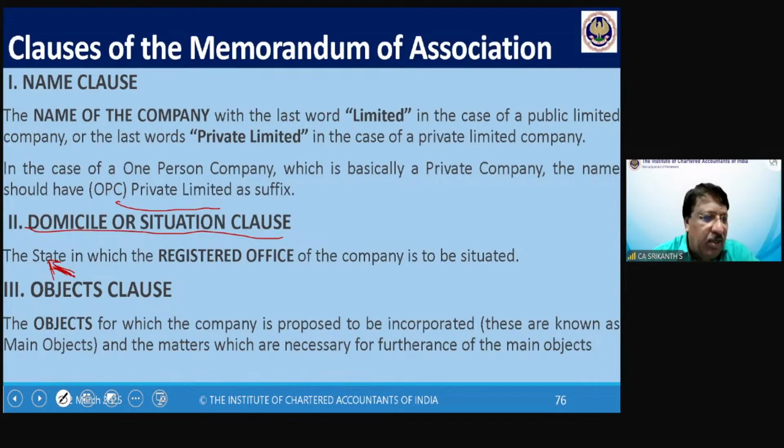So the state becomes very important. Similarly, the objects for which the company is proposed to be incorporated are very important. These are known as main objects. They cannot be more than 5, minimum 3 to 5, not more than that. You can't include anything and everything under the sun. Not only that, the main objects should be interconnected.